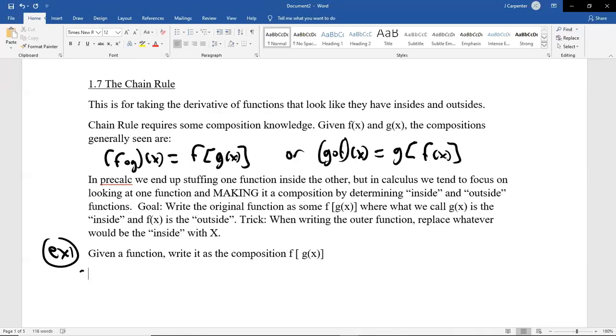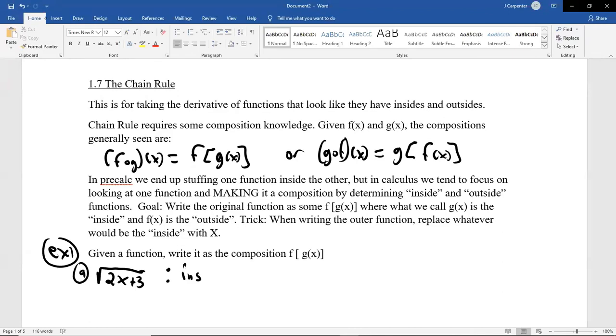So for A, we're going to be given the function the square root of 2x plus 3. So there's our function, and we want to try and figure out what you would call the inside and what you would call the outside. And I think it's pretty easy to see what you'd call inside and outside based on this. The inside would be the inside of the square root, and the outside would be everything else, the actual square root itself.